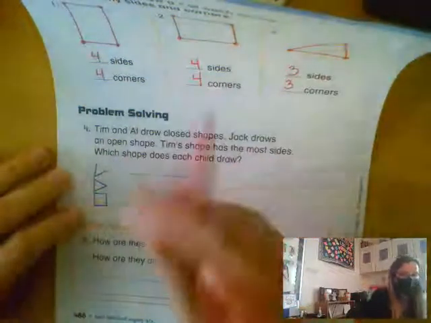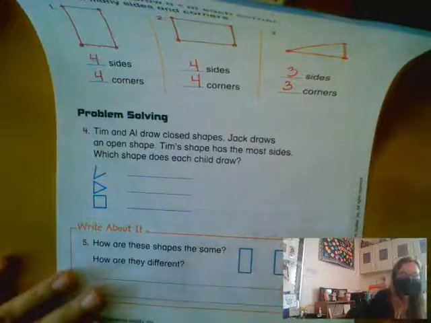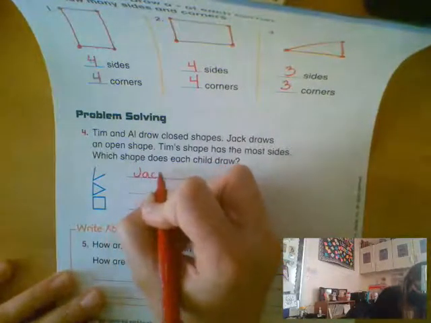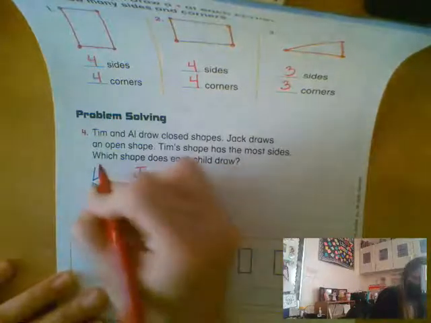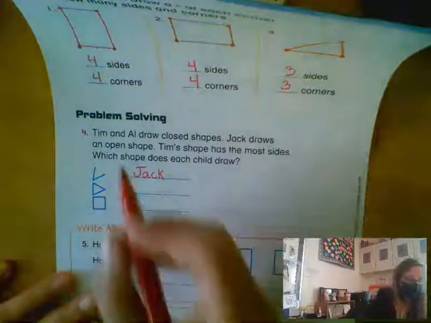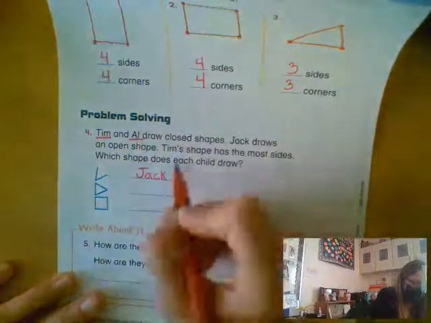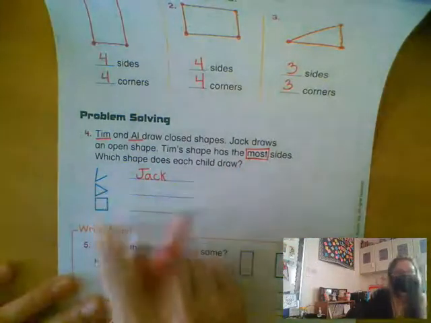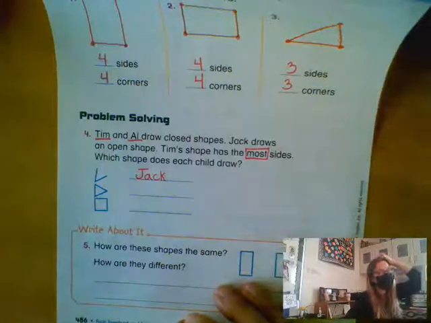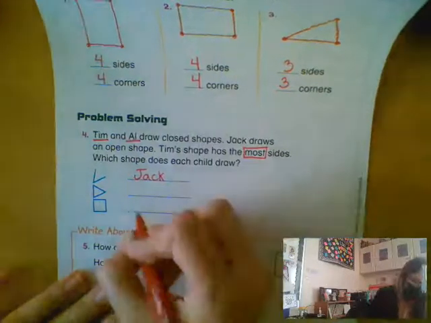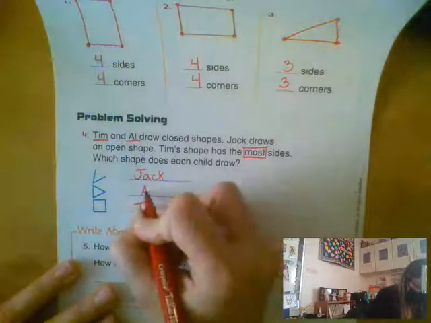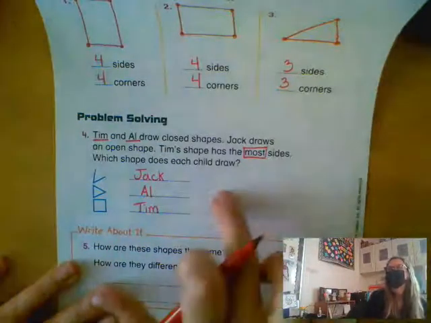Jack draws an open shape. So which one is Jack's? Lily? The top one. So everybody on the top line, we can write Jack because we know he drew an open shape. And that's an open shape. So that one's Jack's. So now we need to solve for Tim and Al. And it says Tim's shape has the most sides. So which one of those has the most sides, Sage? The bottom. So the bottom one is Tim's. And that leaves Al for the middle one. So you should have Jack, Al, and Tim.